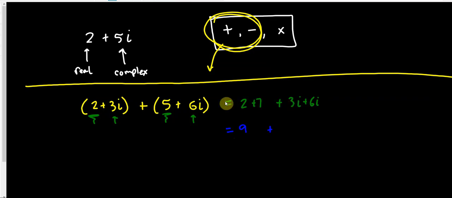Oh, where did I get a 7? I was thinking 2 plus 5 is 7. Sorry, this is a 5. Let's make sure it's the right color to match. Green. Now what's 2 plus 5? Let's see if I can actually add this time. 2 plus 5 is 7. Sorry for the confusion, I just copied that number over wrong. And 3i and 6i, I can add those because they're like terms. 3i and 6i, that would be 9i.